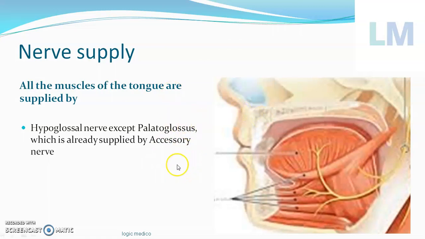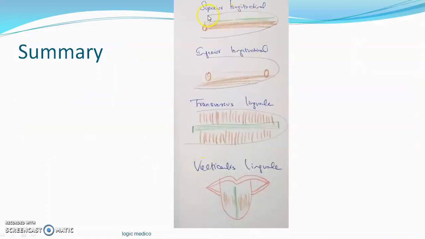Okay, got this? So in summary, intrinsic muscles are superior longitudinal, inferior longitudinal, transversus linguae, verticalis linguae. These are the intrinsic muscles of the tongue. They are all supplied by the hypoglossal nerve, except palatoglossus muscle, which is supplied by the accessory nerve. The longitudinal muscles upon contraction will shorten the tongue. Transversus linguae will squeeze the tongue from side to side. Verticalis will squeeze the tongue from above downwards. So ultimately these two will lengthen or elongate the tongue.